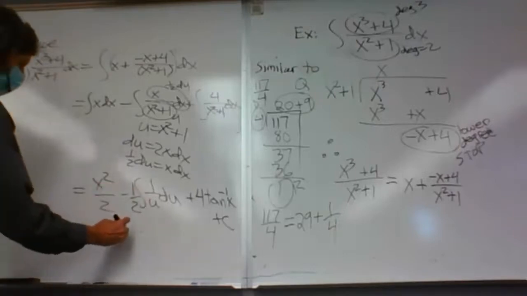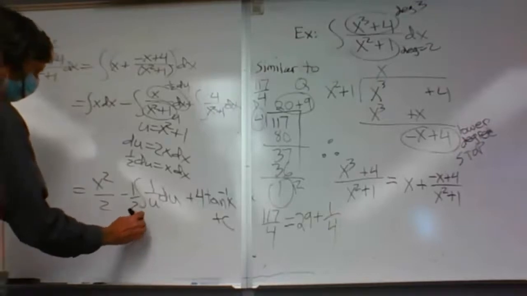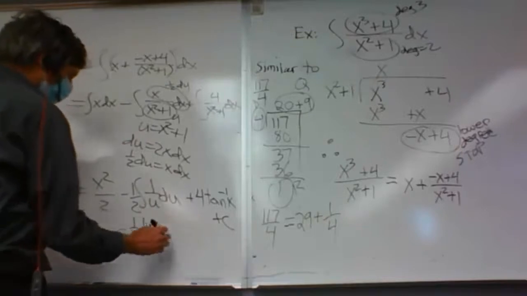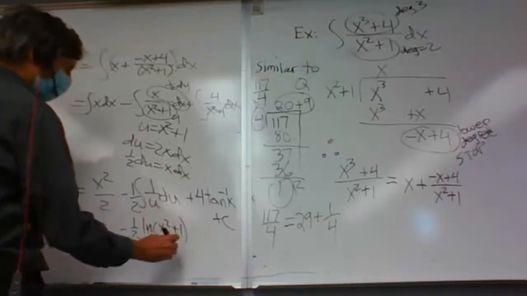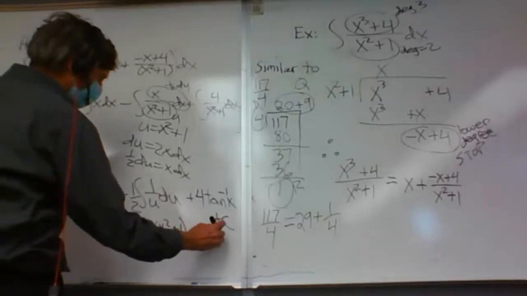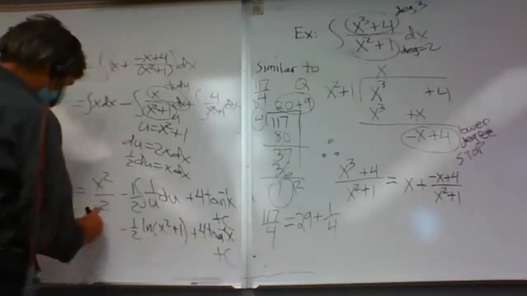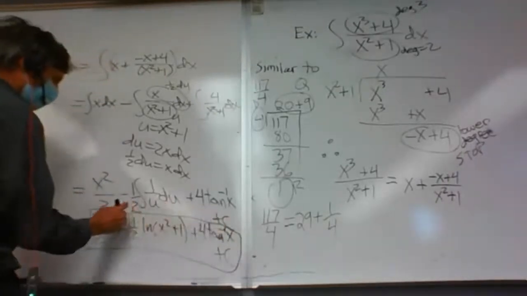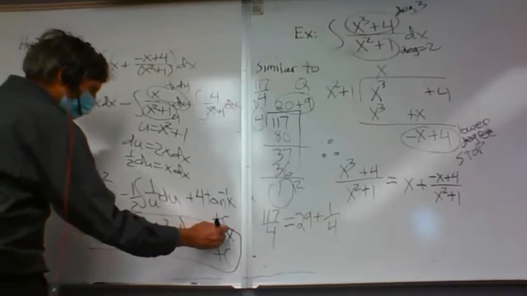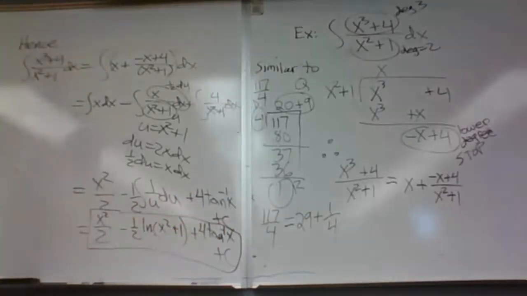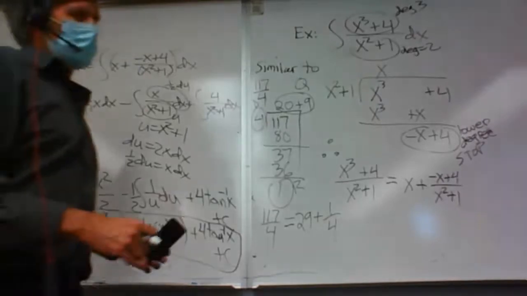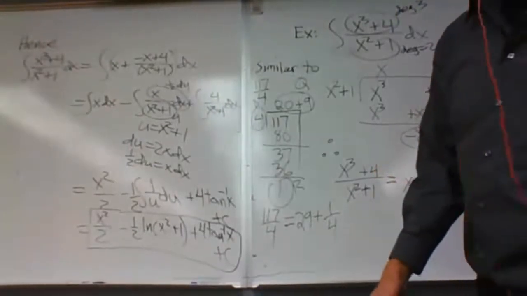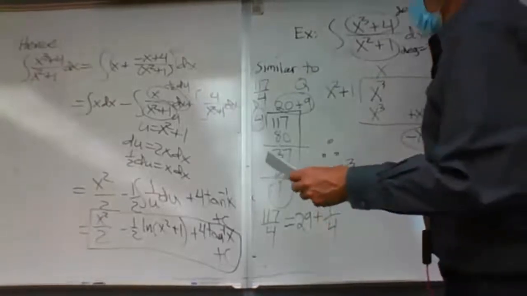All right, and then the integral of x gives me x squared over 2. There we go. The integral of 1 over u is natural log absolute value of u. And u was x squared plus 1, and so I can leave off the absolute values. There it is. There's what you do if the degree of the top is at least as big as the degree of the bottom.